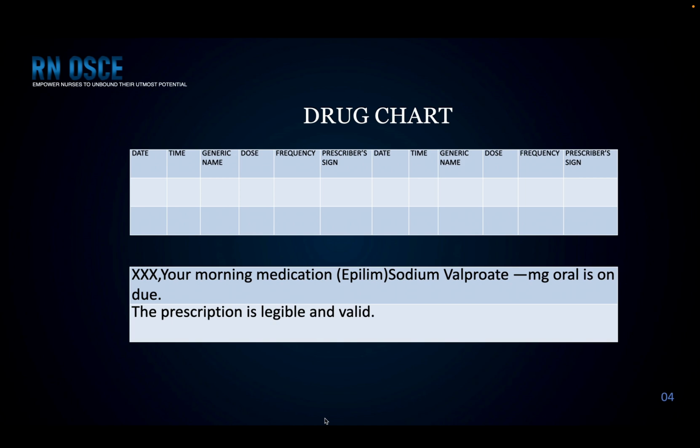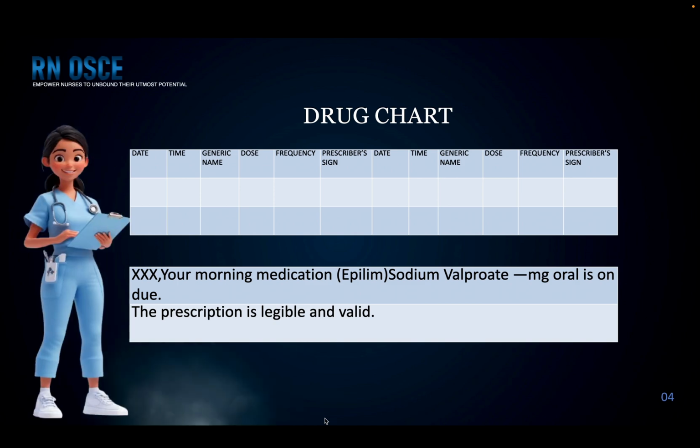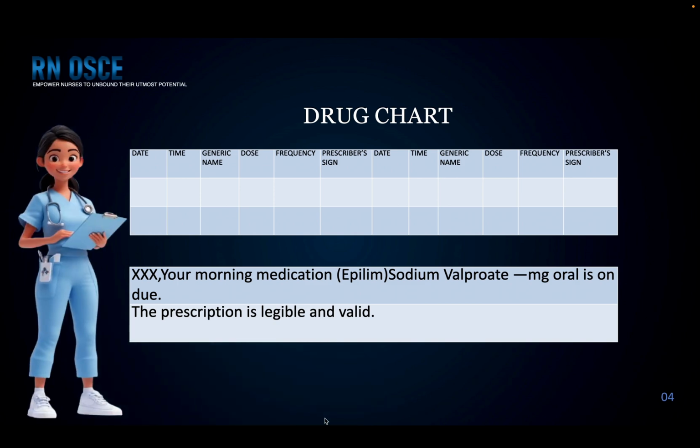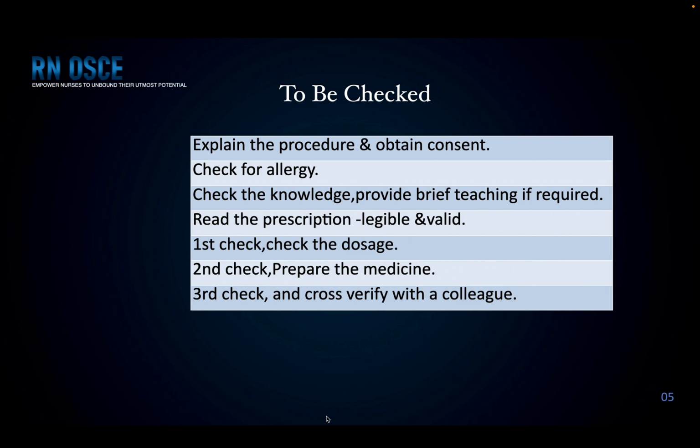Make sure it's legible, valid and signed by a doctor. So this information you can see in the drug chart. You have to verbalize it clearly, like it's legible and valid. You have to ask important questions and check certain criteria.